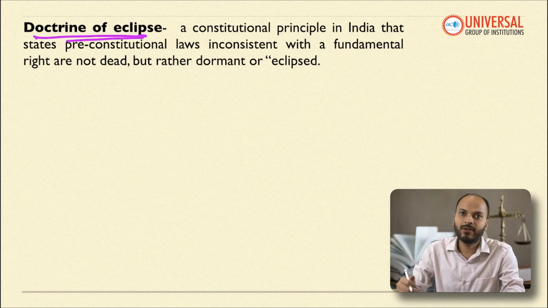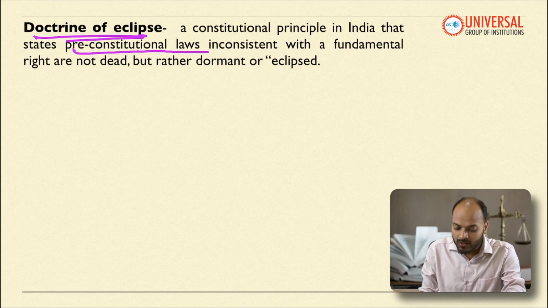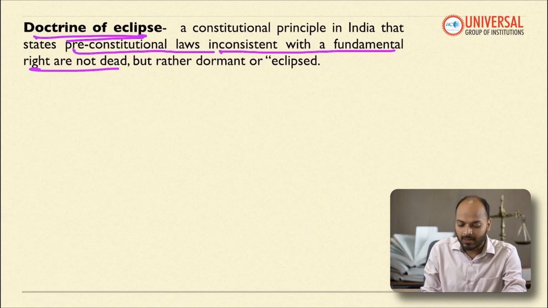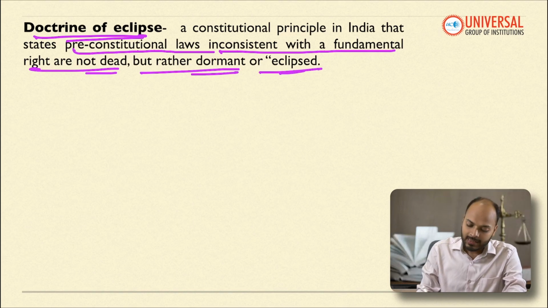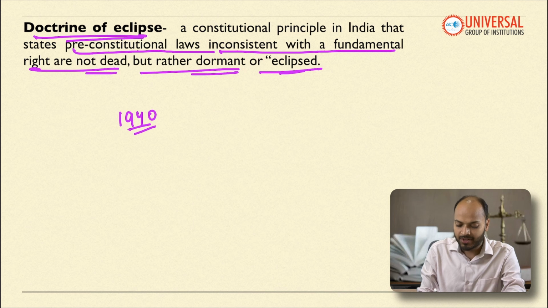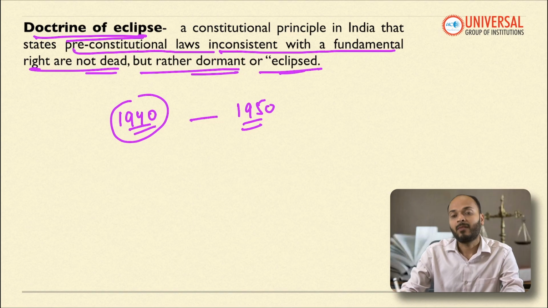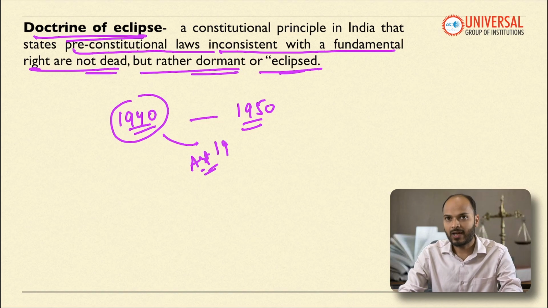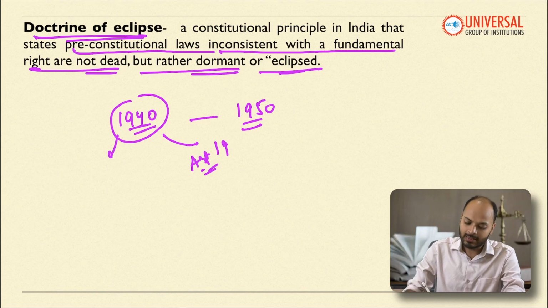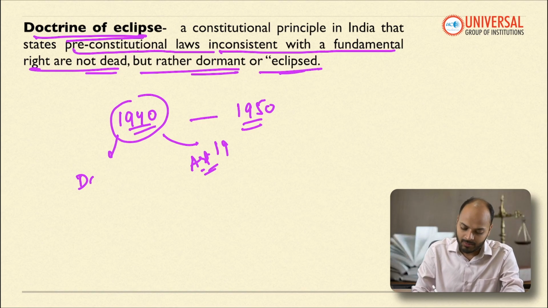Doctrine of eclipse, let me read it for you first. It says that pre-constitutional laws inconsistent with fundamental rights are not dead but rather dormant or eclipsed. What does it mean? Let's say there is a law which was passed by the British in 1940. In 1950, later on, the Constitution has given us certain fundamental rights. Now, let's say the Act of 1940 is violating Article 19 of the Indian Constitution. Because it is violating one of the fundamental rights, this Act which was passed in 1940 will become void, but it will be void of what type?